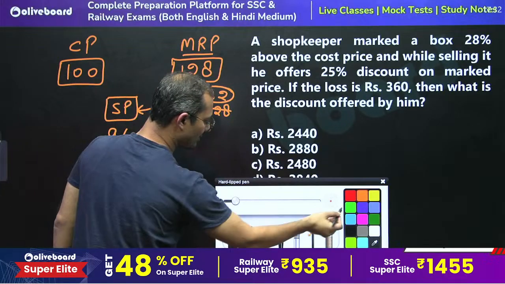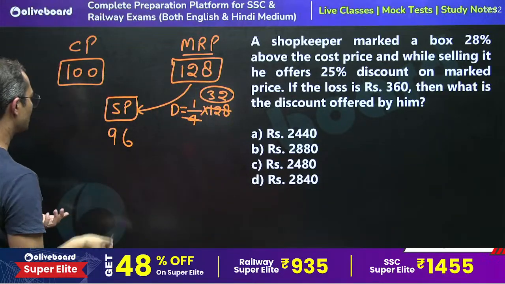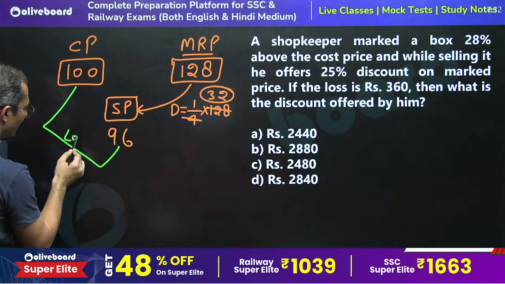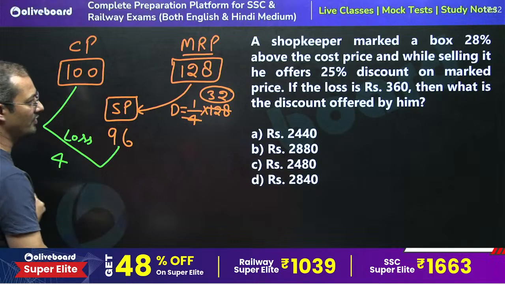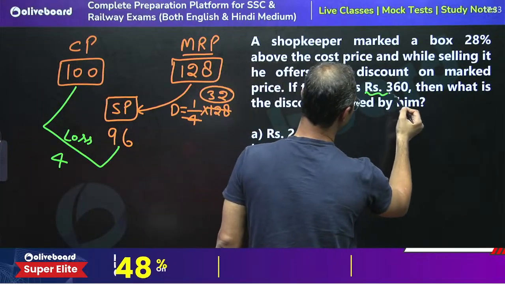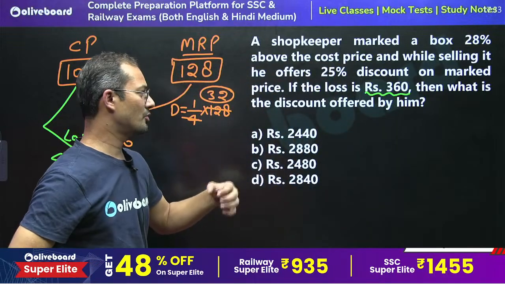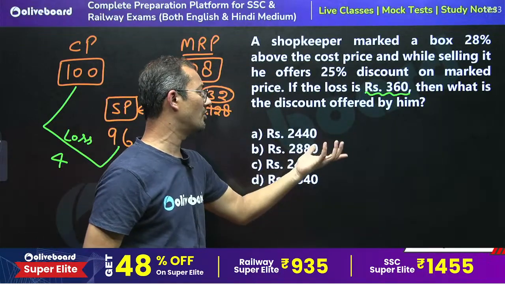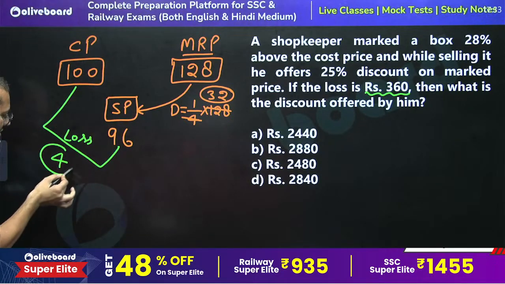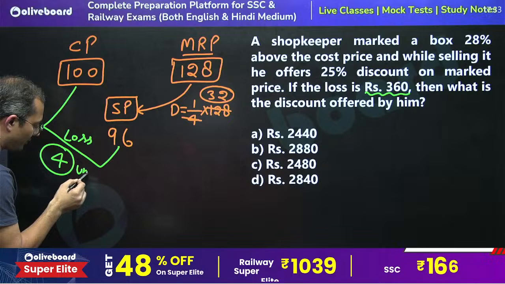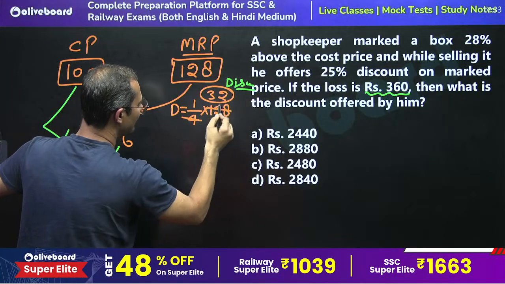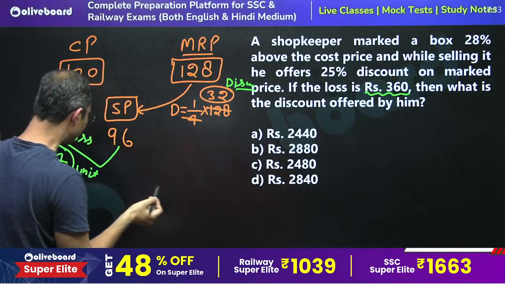Now tell me, is this the case of profit or loss? You will say that, sir, this is a case of loss. So here the loss is of 4 units. Now the question is saying that the loss is rupees 360, then what is the discount offered by him? So we have to compare. If the loss is of 4 units, in that case the discount being offered is 32 rupees, right?